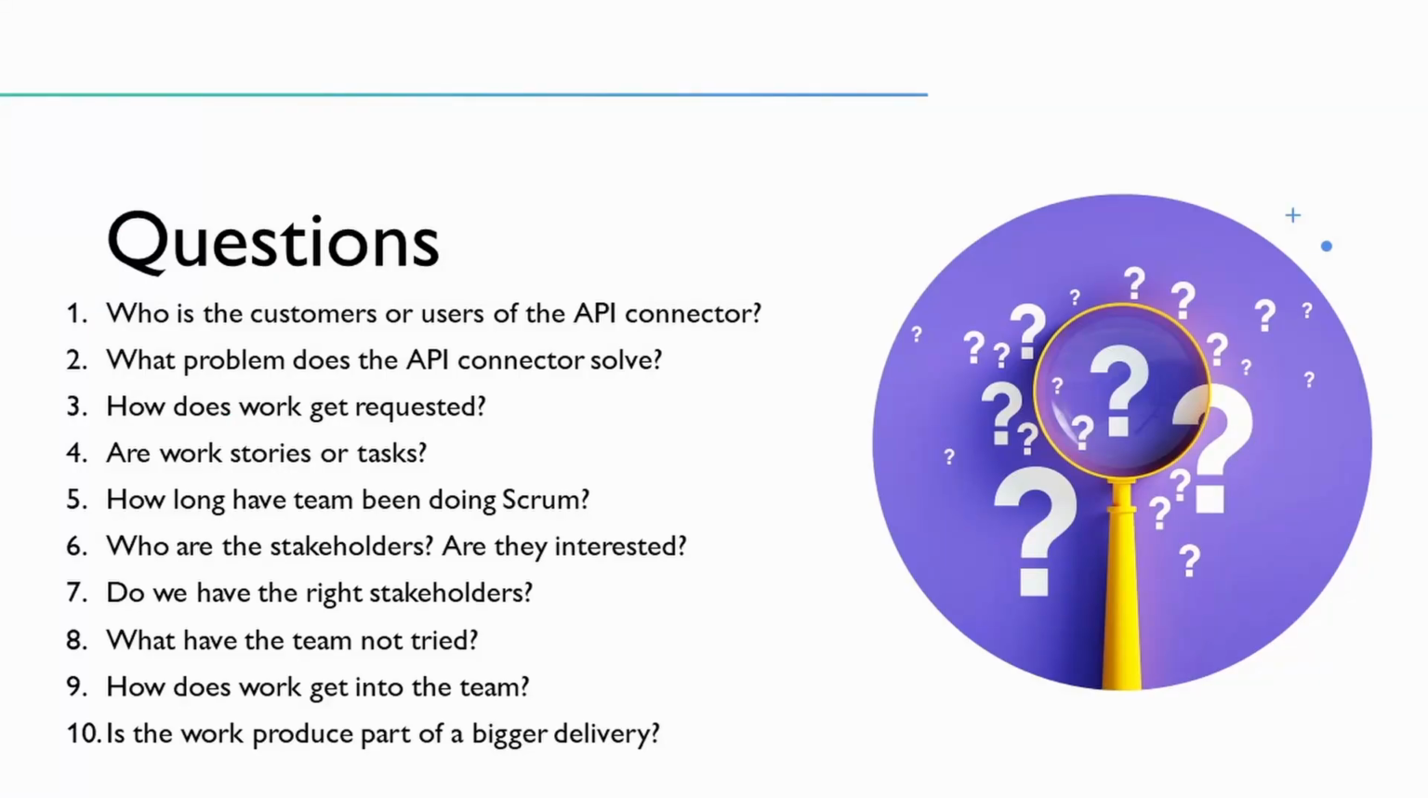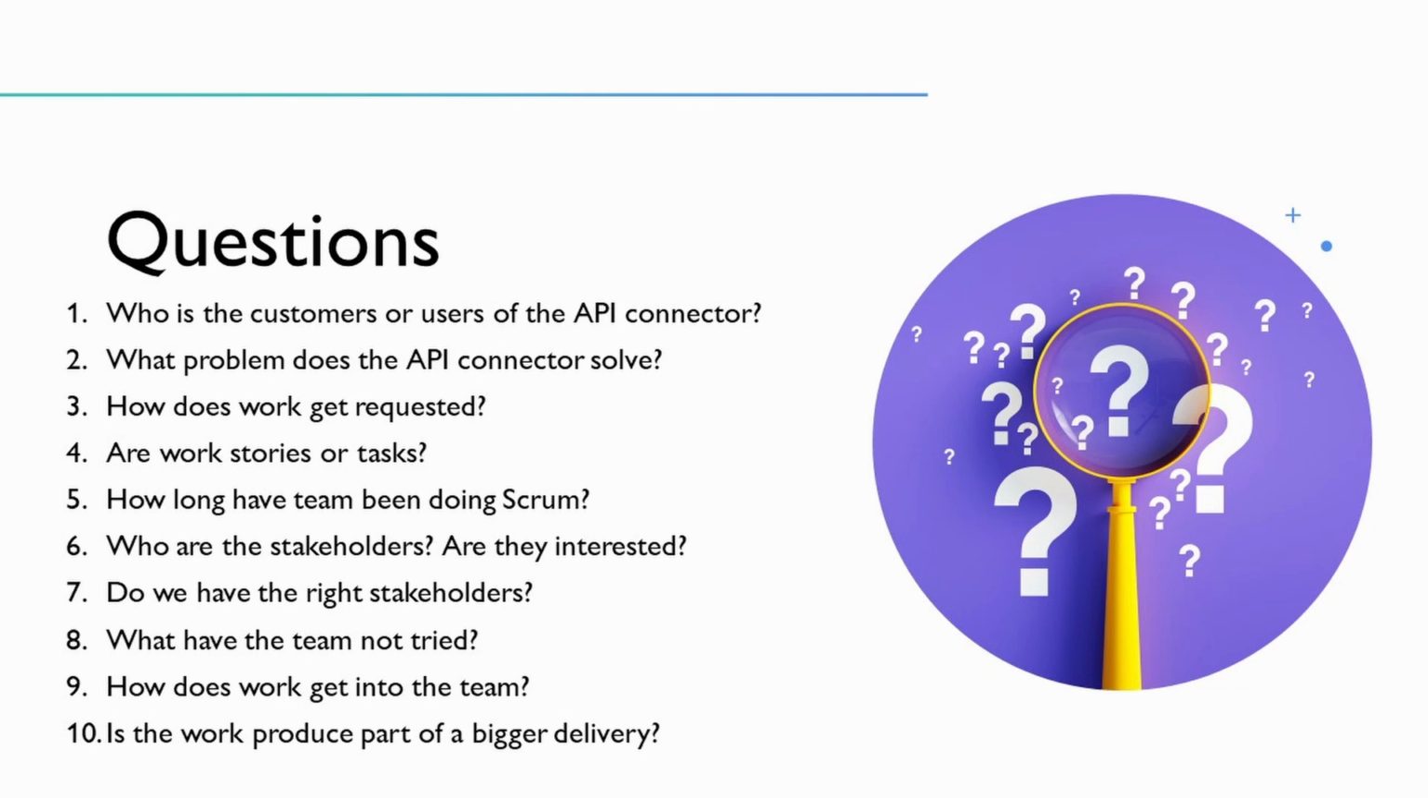So what are the things that we don't know? Here are some of the questions in terms of what we don't know at this point. Who is the customer or the users of the API connector? What problem does the API connector solve? How does work get requested? Are works stories or tasks?